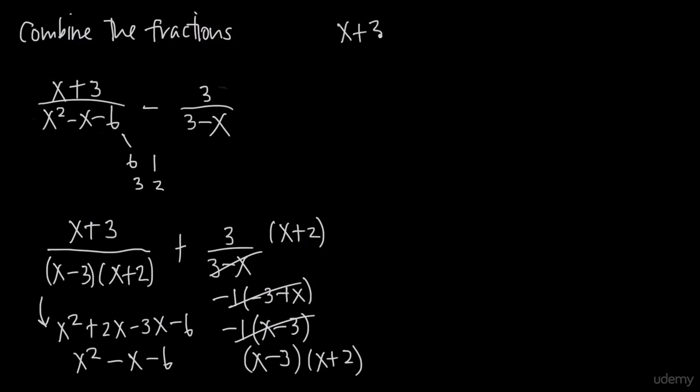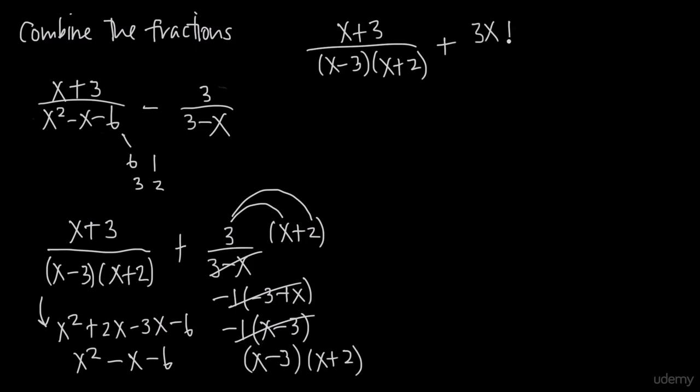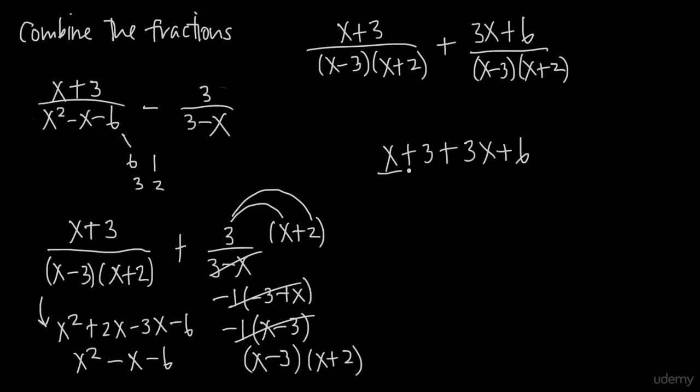We'll have x plus 3 over quantity x minus 3 times quantity x plus 2 for our first fraction. That stays the same, of course. And then here we'll distribute the 3 across the x and the 2. So we'll get plus 3x plus 6. 3 times x is 3x, and 3 times 2 is 6, all over quantity x minus 3 times quantity x plus 2. With this common denominator, we can now combine our fractions. So we'll have x plus 3 plus 3x plus 6, and we just add straight across our numerator, all over x minus 3 times x plus 2.